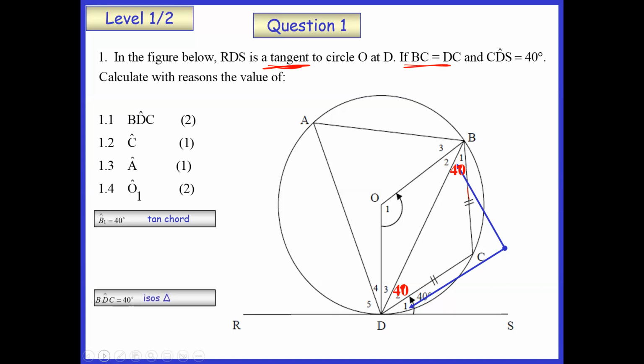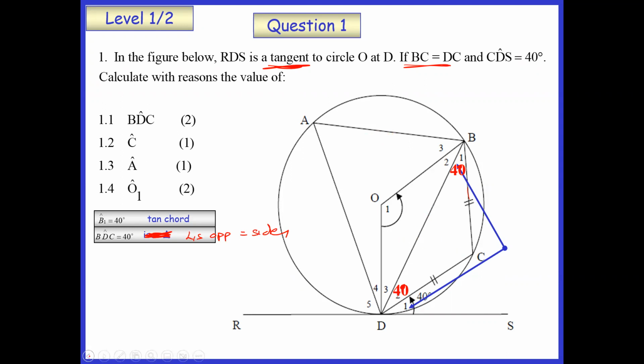So, next one. BDC, I said, is 40, isosceles. There's no mark for that. So I wanted to write that down and tell you that answer is not accepted. Anyone who writes isosceles triangle gets no mark. The reason we're looking for is angles opposite equal sides.